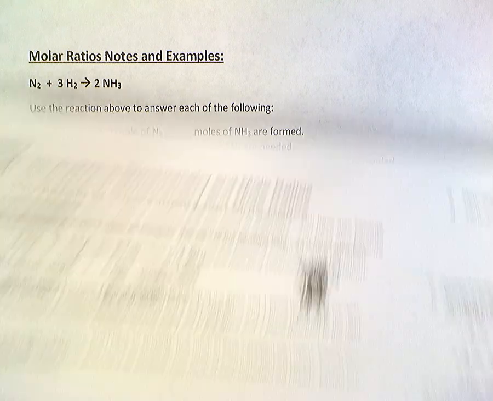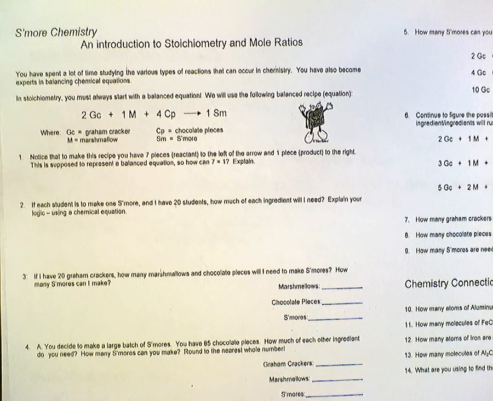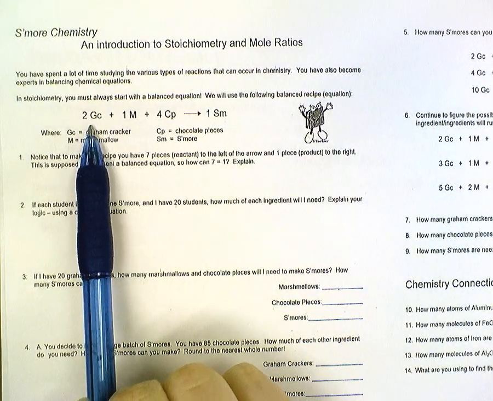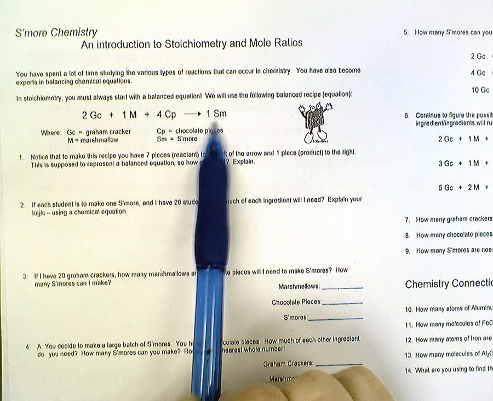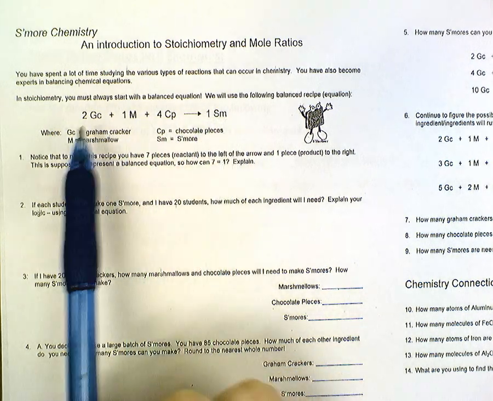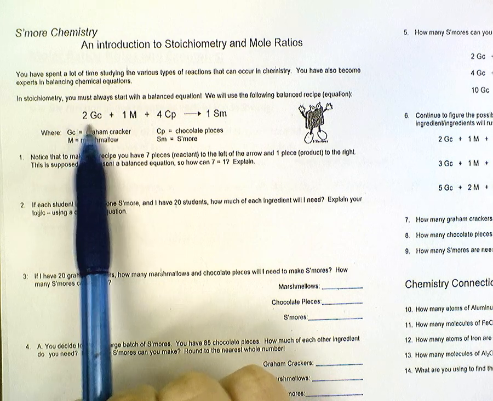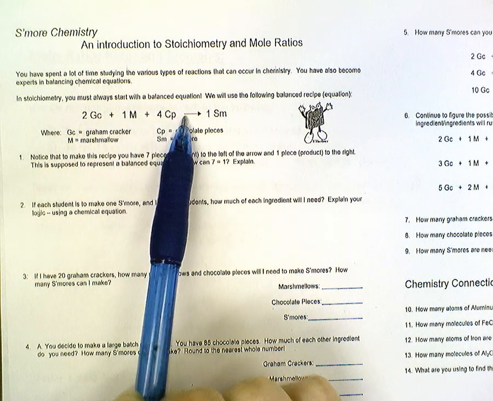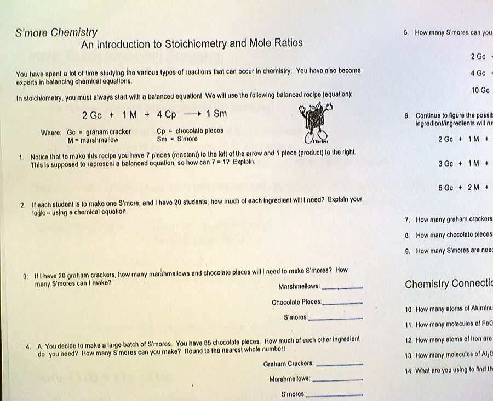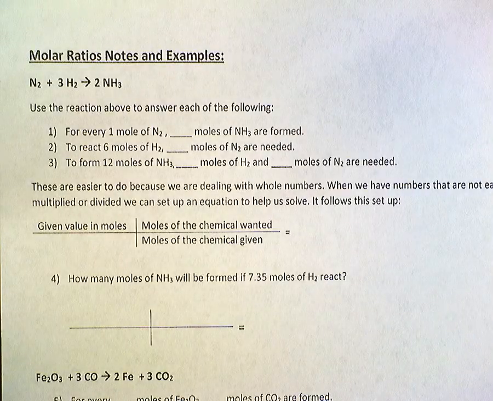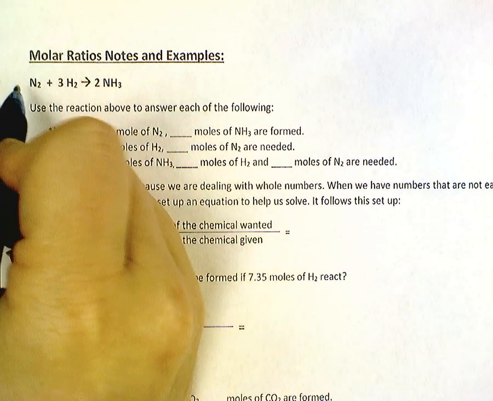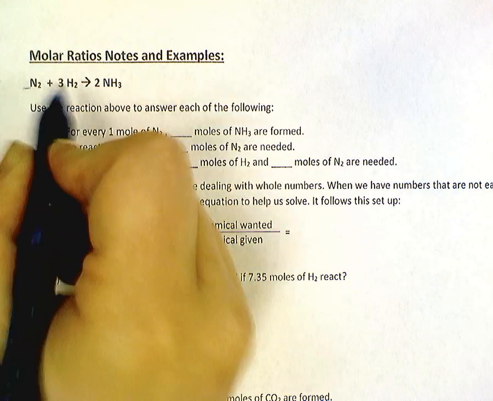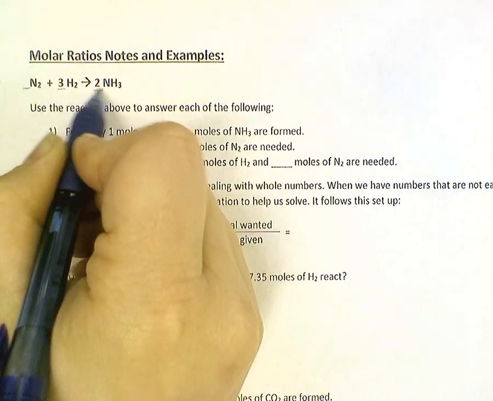So we did this one before, looking at a simple example. We had our graham crackers and marshmallows and chocolate pieces and used that to make one s'more. So we're looking at a ratio between our different pieces in this recipe. We can think of a chemical reaction the same way. So in this chemical reaction, that's our example here, we want to look first at the coefficients that are given.